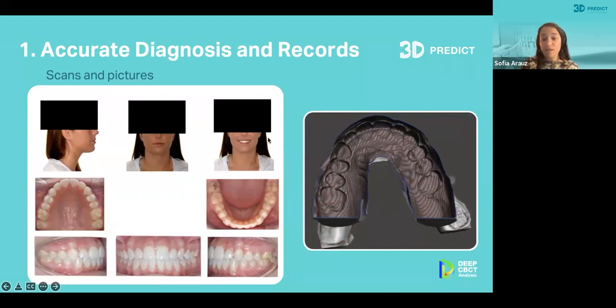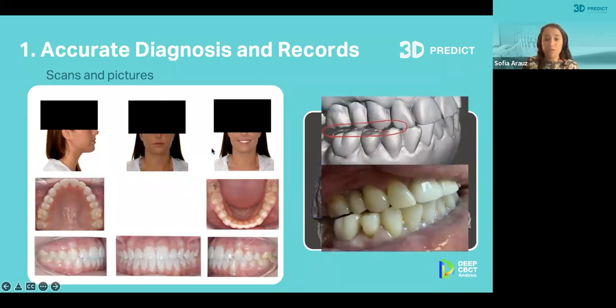Get the whole bite on both sides. Sometimes when you scan one side, the scanner tricks you into thinking that it can complete the other side. But as we know, molar classes are not always the same on both sides. So it's important to capture both sides without voids. And this goes back to my first point. Please take pictures, take scans.